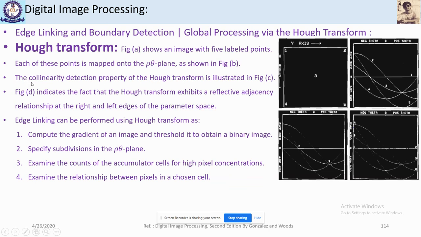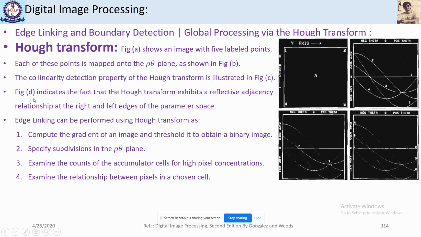Then the collinearity detection property of the Hough transform is illustrated in figure C. So this we have already discussed, that this will give us the collinearity property in this parameter plane of the Hough transform. Point A gives us that points 1, 3, and 5 are collinear, and point B gives us that points 2, 3, and 4 are collinear, and points A and B also give us the rho and theta values.